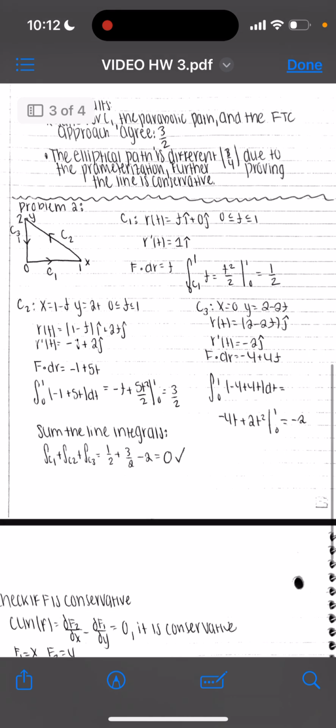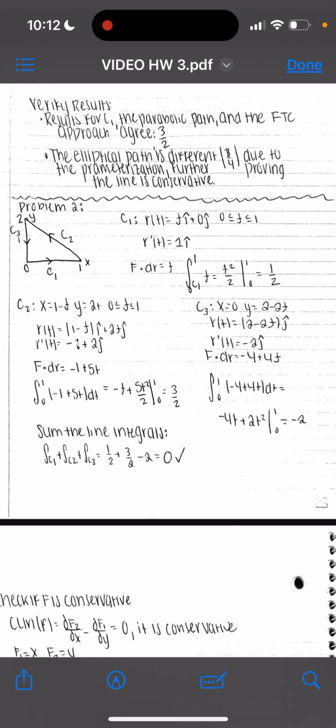For problem 2, we are doing a closed triangle. C1 is from 0, 0 to 1, 0, C2 is from 1, 0 to 0, 2, and C3 is from 0, 2 to 0, 0. All right, so the first step, we got to parameterize C1.